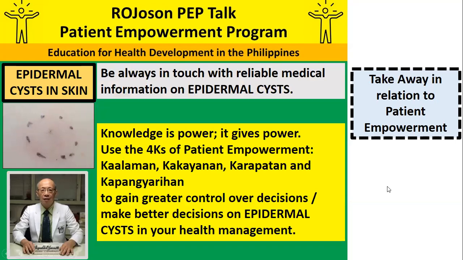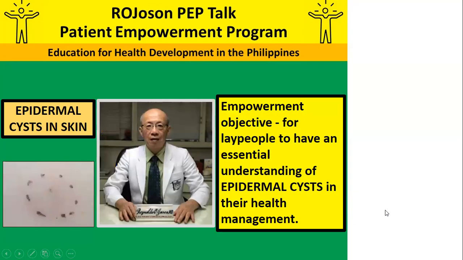Takeaway in relation to patient empowerment: be always in touch with reliable medical information on epidermal cysts. Knowledge is power. It gives power. Use the 4 Ks of patient empowerment: kaalaman, kakayanan, karapatan, and kapangyarihan to gain greater control over decisions and make better decisions on epidermal cysts in your health management. With that, I end my pep talk. I hope I have empowered you to have a better understanding of epidermal cysts in your health management.